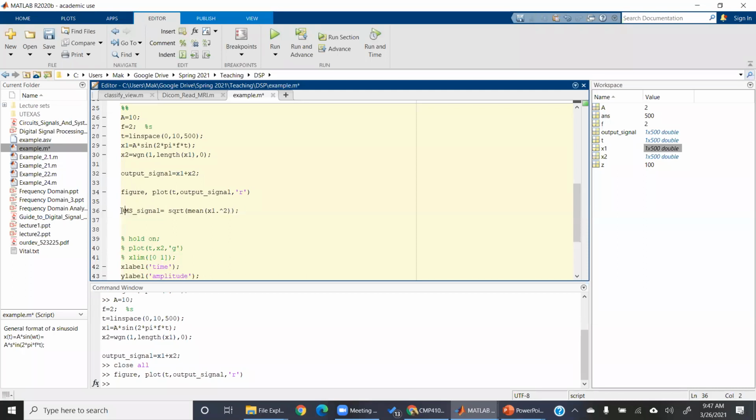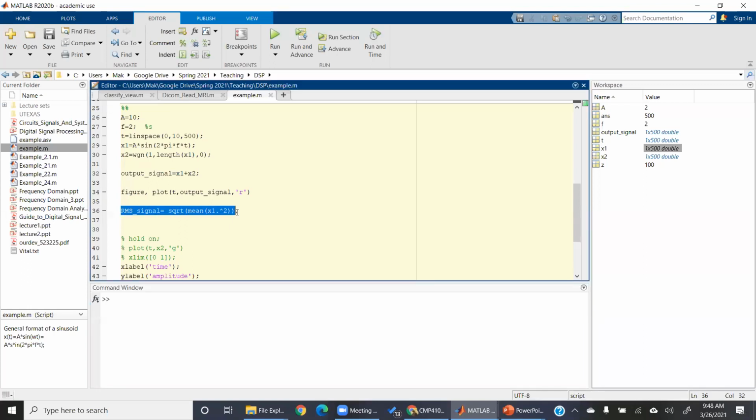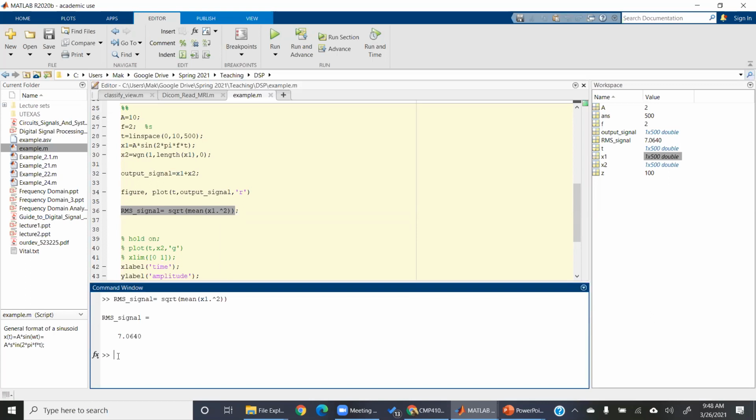So I found the RMS of the signal. Of course, the semicolon is a terminator. It ensures that what you terminate doesn't show up in the command window. But if I run this without the semicolon, I'm able to see the output in the command window. So RMS of my signal is 7 here.